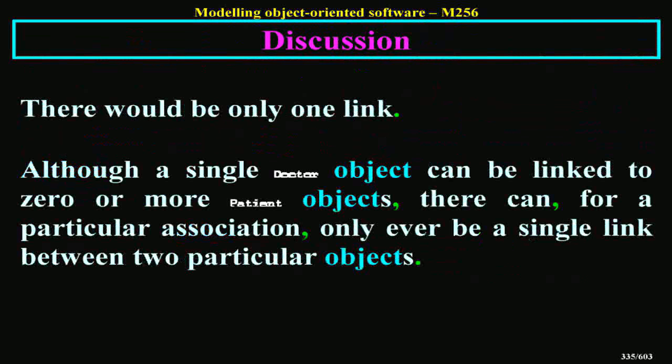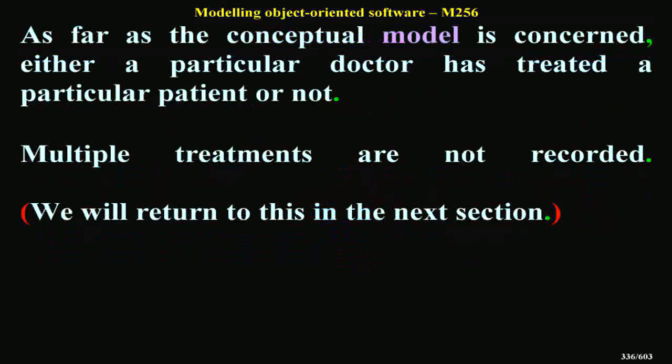Discussion. There would be only one link. Although a single object can be linked to 0 or more objects, there can, for a particular association, only ever be a single link between 2 particular objects. As far as the conceptual model is concerned, either a particular doctor has treated a particular patient or not. Multiple treatments are not recorded. We will return to this in the next section.